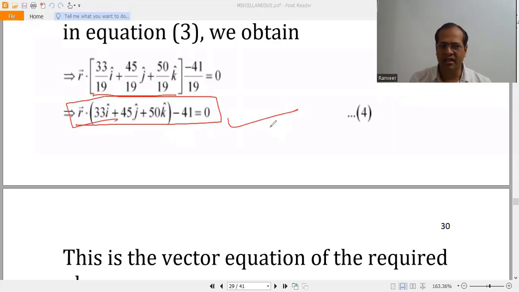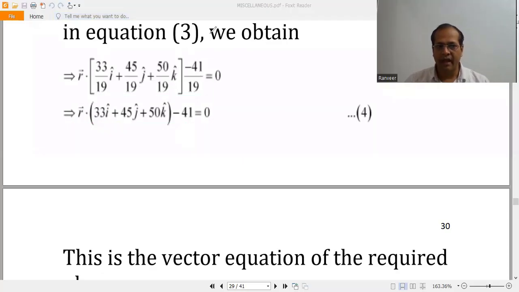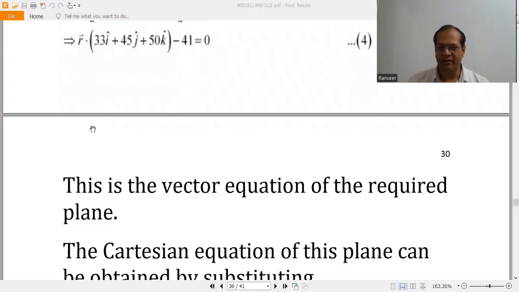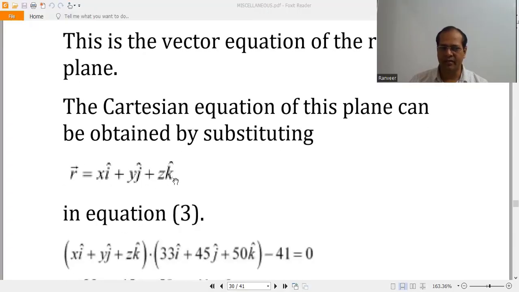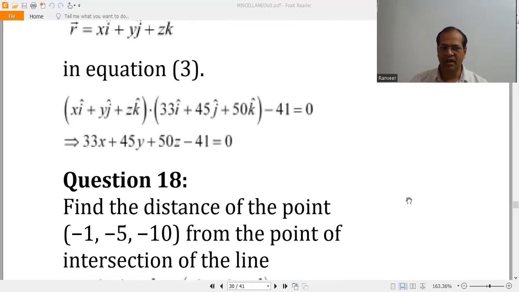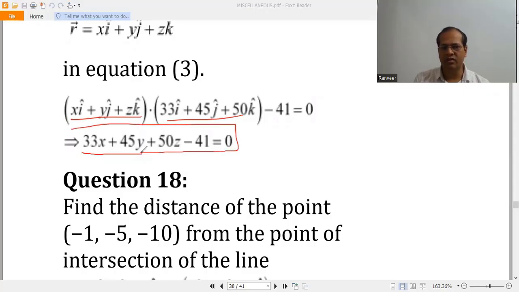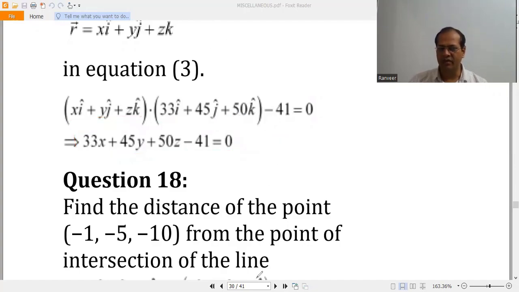To convert it into the Cartesian equation, we only have to check the r value, that is r is the position vector. So the Cartesian form can be written by r equal to xi plus yj plus zk. We substitute, and by the dot product we get 33x plus 45y plus 50z minus 41 equal to 0. This is the same equation in Cartesian form. So this is the way we can find it out.